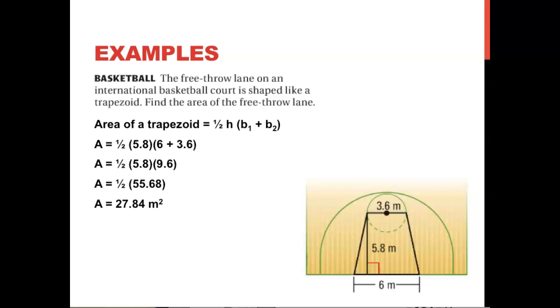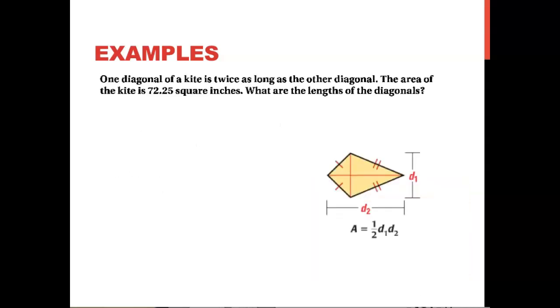All right, we have one last example. One diagonal of a kite is twice as long as the other diagonal. The area of the kite is 72.25 square inches. What are the lengths of the diagonals? Now remember, the area of a kite is 1/2 times d1 times d2. We're told the area is 72.25 square inches. And we also know that one diagonal is twice as long as the other diagonal. So I'm going to call one of the diagonals D and the other diagonal 2D.